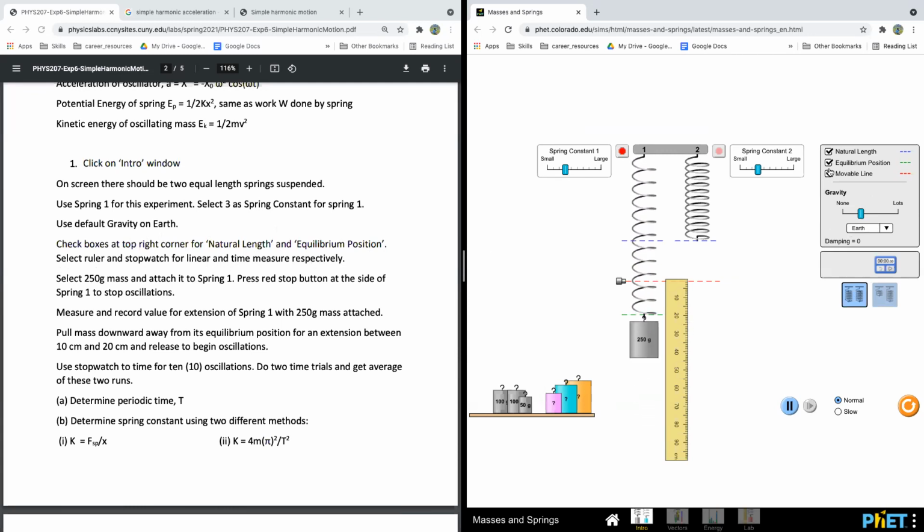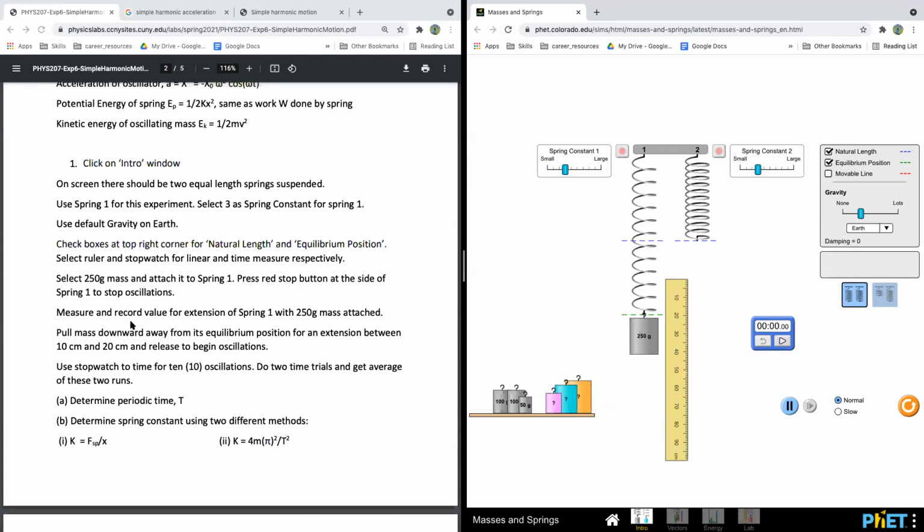So basically we use the natural length and the movable equilibrium position. Select ruler. You just put it here. Select 25 gram to 50 gram mass and attach to spring 1, press red button at the side. So after we attach this 250 gram weight on the spring, we click stop, and then measure and record.